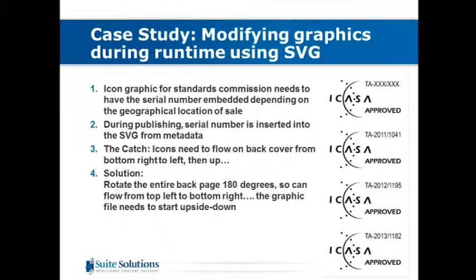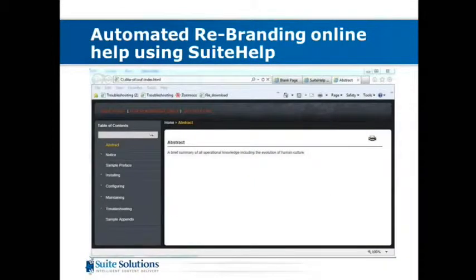Rebranding. A lot of customers are rebranding their online help for OEM. They have OEM partners. You can rebrand online help. You can have slightly different or widely different style sheets or formatting, and change how it's going to look, based on metadata or based on a control inside of your map.